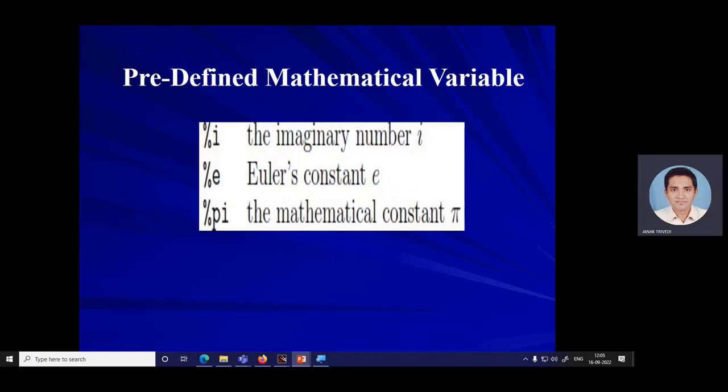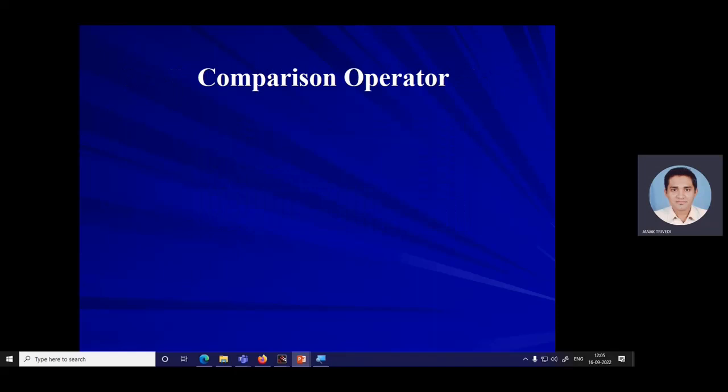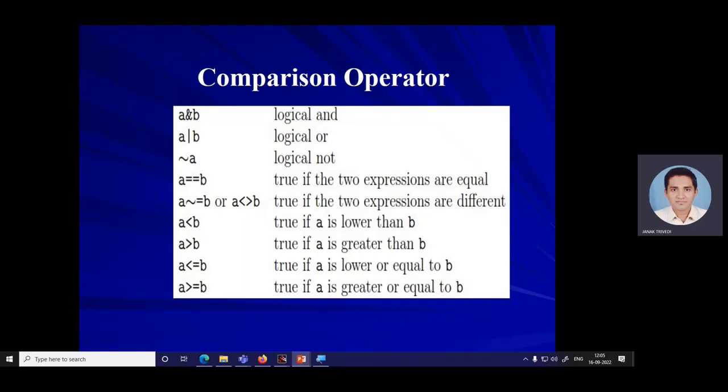We have already seen the use of percentage i and percentage pi in Scilab. Then next is the comparison operator. So A and B logical, A or B logical, or logical not. True if the two expressions are equal, A equal to B, then A not equal to B. That is true if the two expressions are different. Then A less than B, true if A is lower than B, A greater than B, A less than or equal to B, A greater than or equal to B. So these are the kinds of operations in the comparison operators. Let's try to check different comparison operators in Scilab.